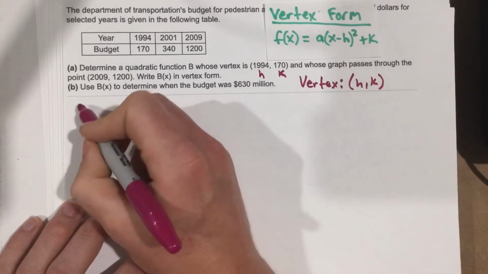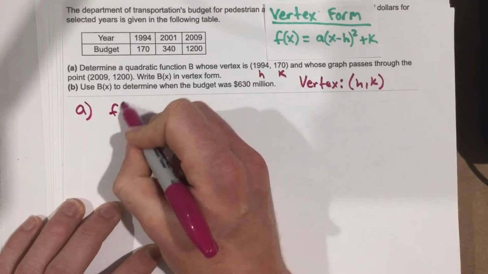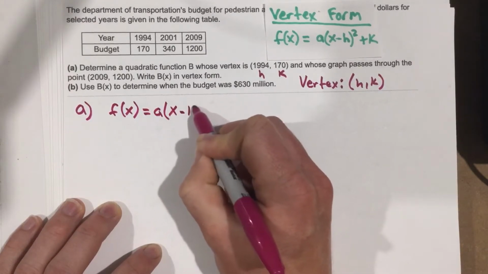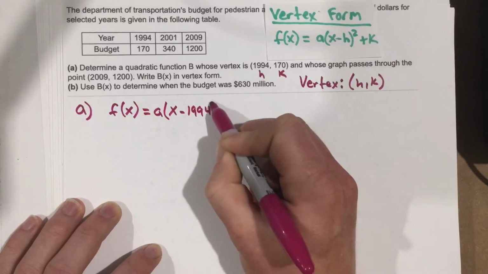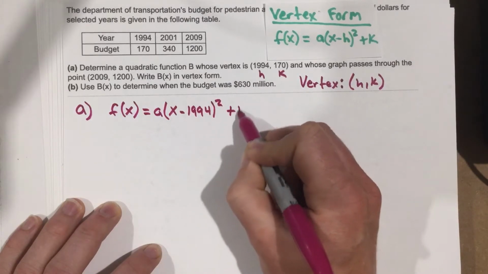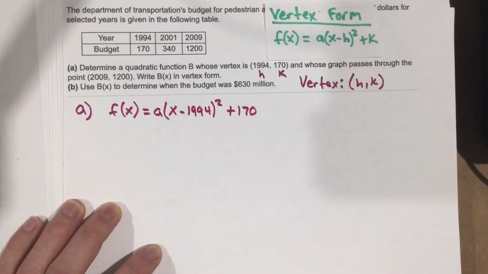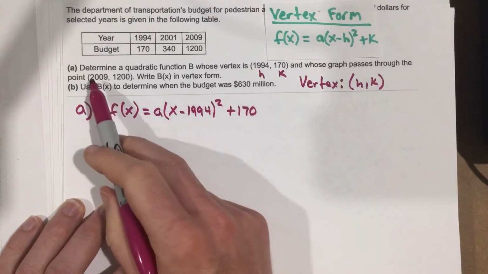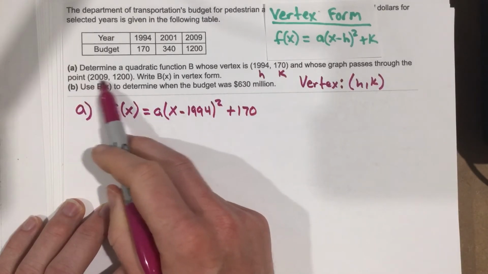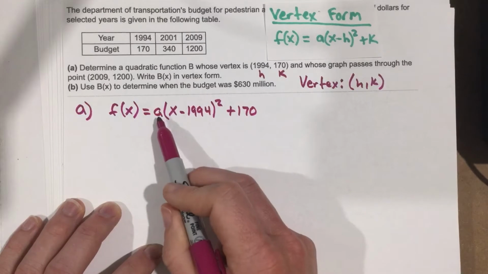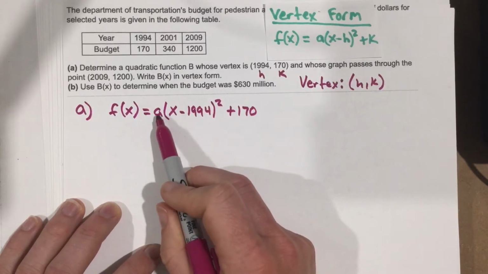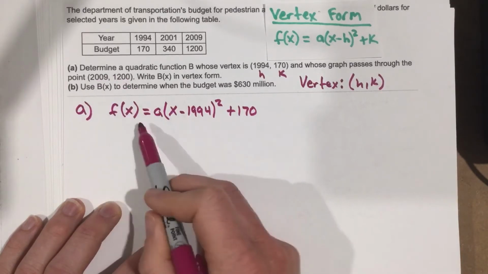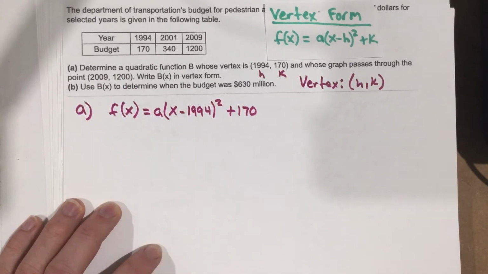So we can start writing this out for part A. f of x equals a times (x minus 1994) squared plus 170. So we almost have a function just by plugging in the vertex. They tell us that the graph passes through this point because we don't have a right now. We need to find the leading coefficient. So they're basically telling us to use this information in this equation to solve for a.